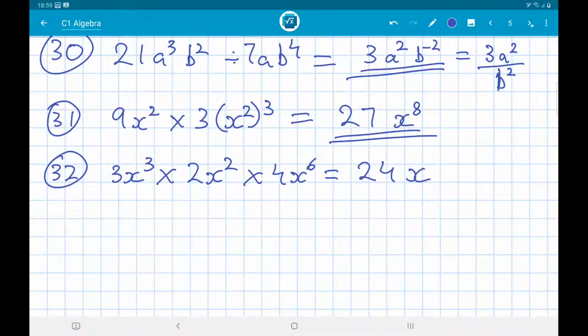x, 3 plus 2 plus 6 gives you a total of 11. x to the 11. Yeah, I should be writing that as 1 and 1. I definitely did not make it easier to read, so I'm just going to write 11. x to the 11. Boom.